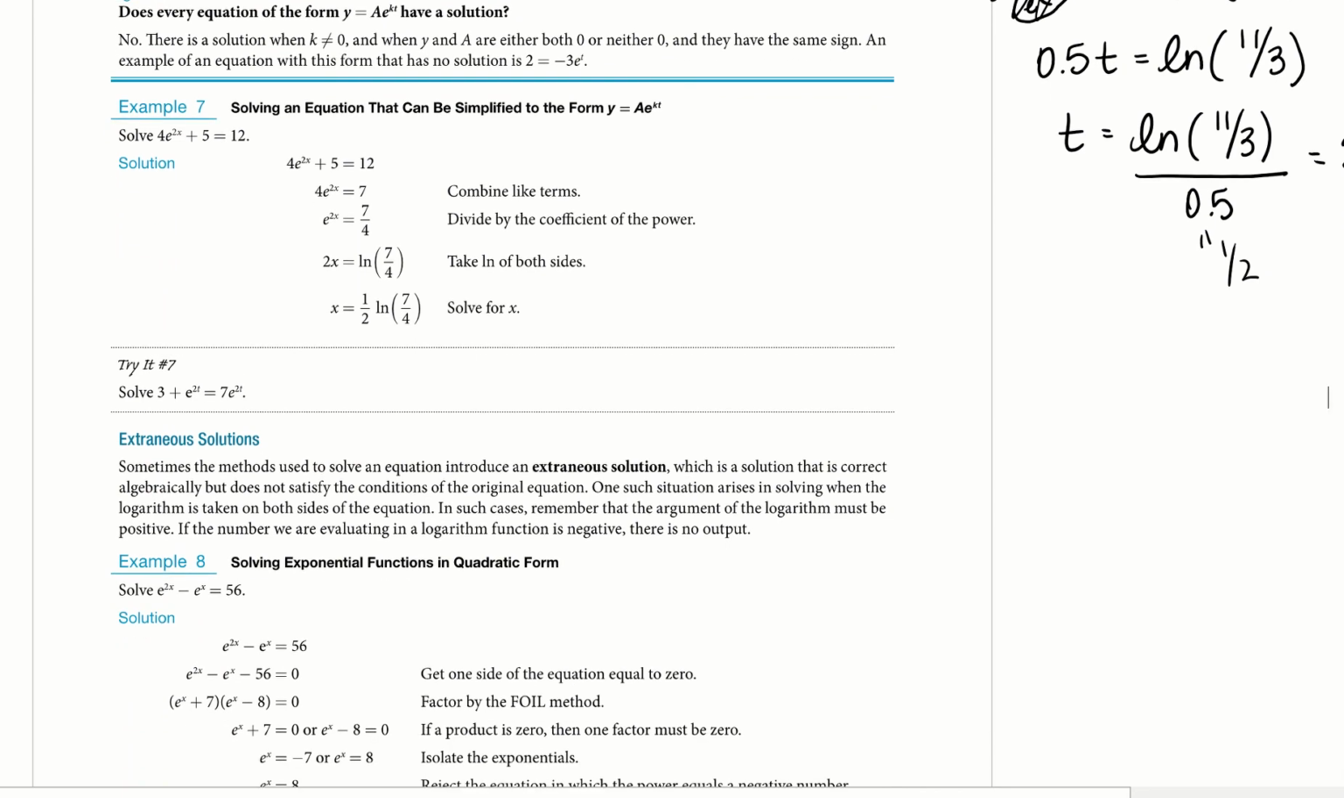Okay. So notice this one started with a bunch of extra stuff, a 4 in front of the e and a 5. So we had to move that 5 over, divide out that 4, and then we proceed to solve like we usually do with ln. So we're going to do number 7.